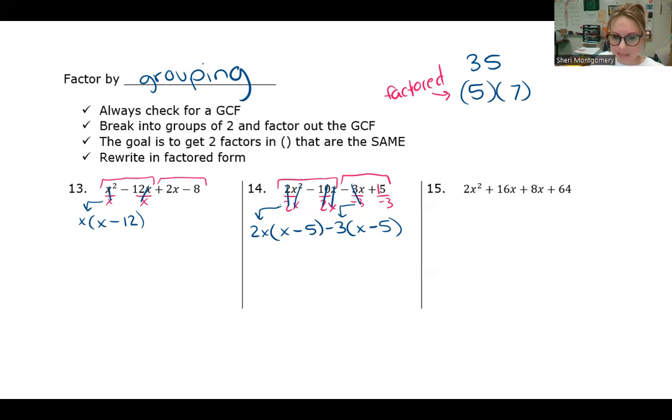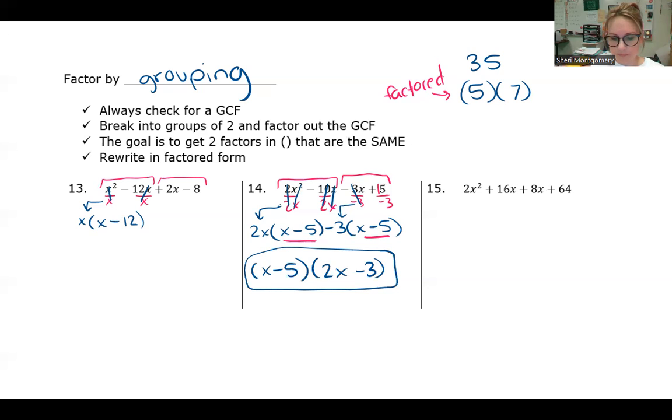Once you get 2 of the exact same factors, then you write it out in front one time. This is essentially factoring out the exact same factor. And then we're going to write down what's left. So what I'm left with is 2x minus 3. Oh, now I remember.